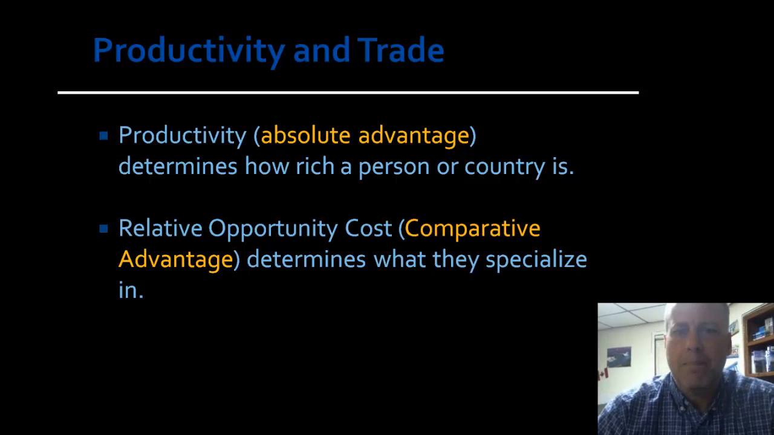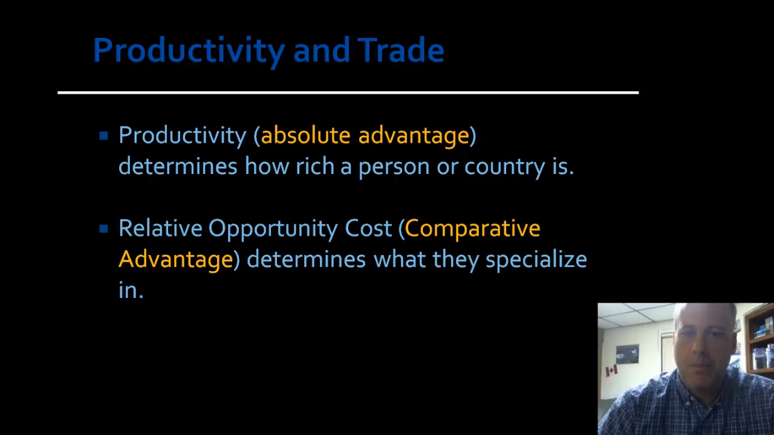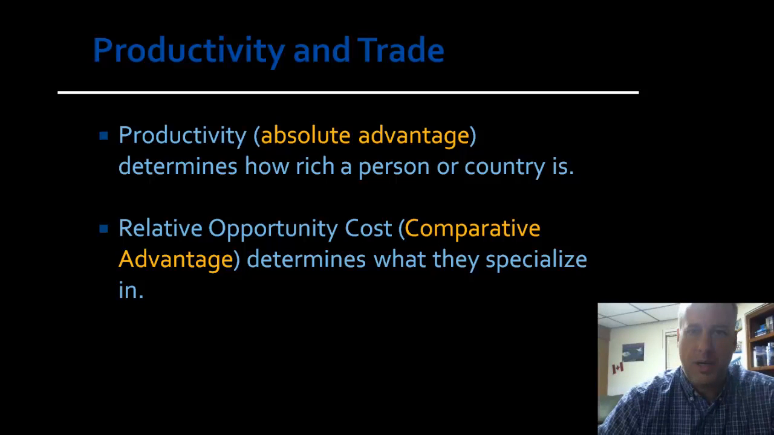To sum up, productivity, absolute advantage, determines how rich a person or country is, while relative opportunity cost, comparative advantage, determines what they specialize in.